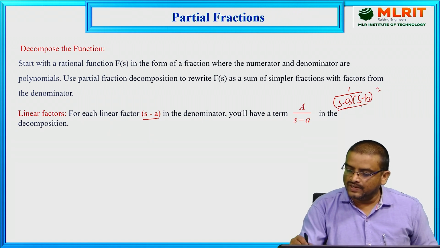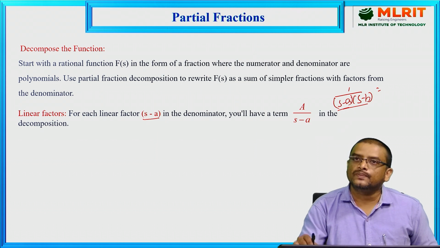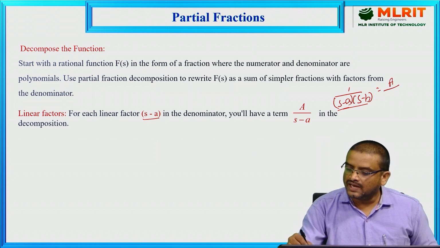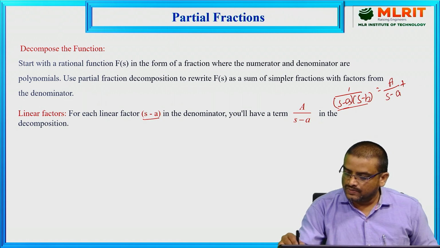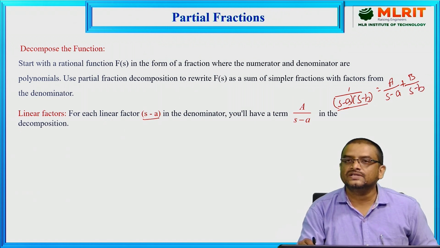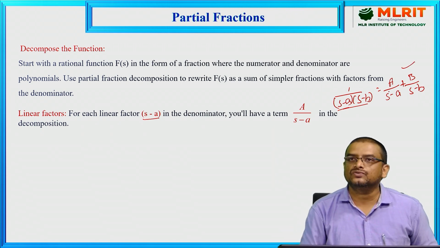Both denominators having two linear factors. Now if you want to split into partial fractions, we can take A by, you can take any one of these two factors here, s minus a, plus we are having another factor, so we can take B by s minus b. So whenever we are having linear factors in the denominator, if you want to convert that into partial fractions, this is the procedure we have to follow.